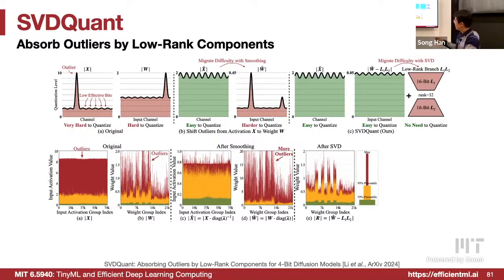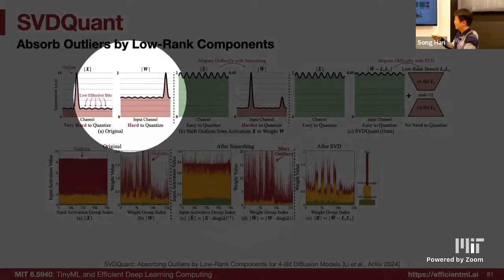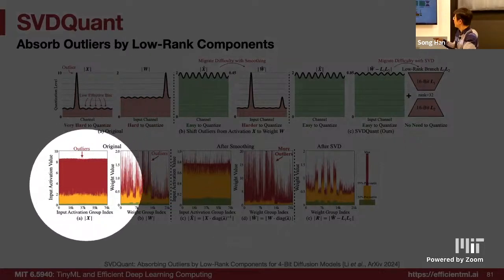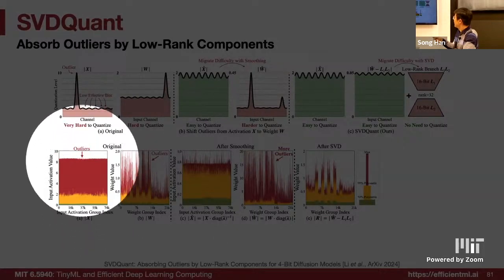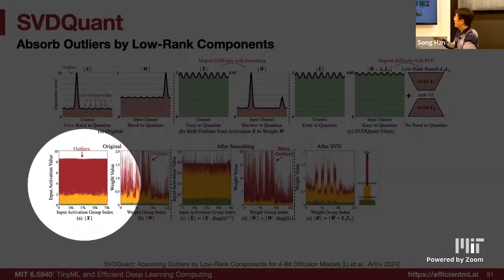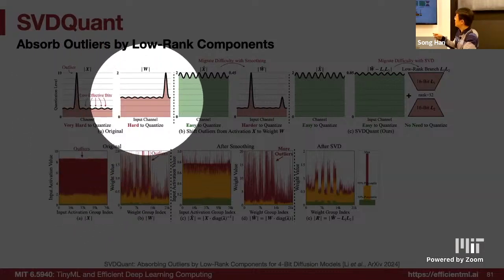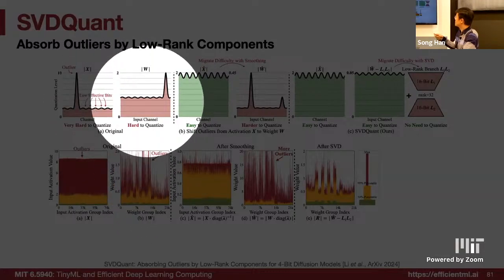So we observe the weight and activation both have a lot of outliers in diffusion models. We have seen this sister figure in the SmoothQuant lecture. So this is the distribution. The green is the 50th percentile, the yellow is the 99th percentile, and the remaining is the rest 1%. So the red part is the outlier. The activation has a lot of outliers right here, and the weight also has a lot of outliers, making both difficult to quantize.